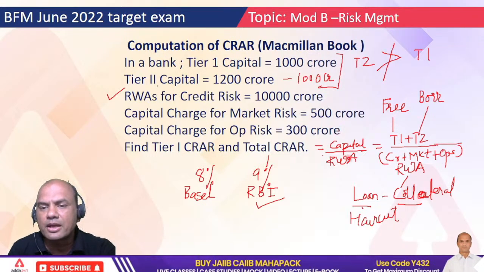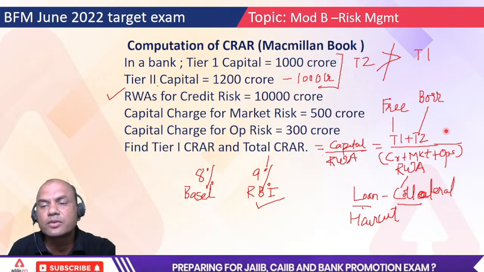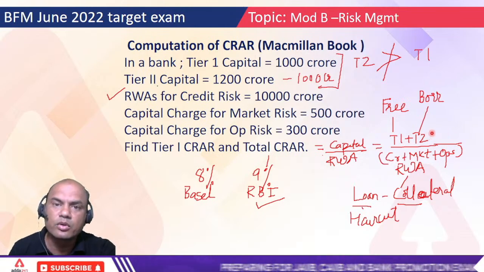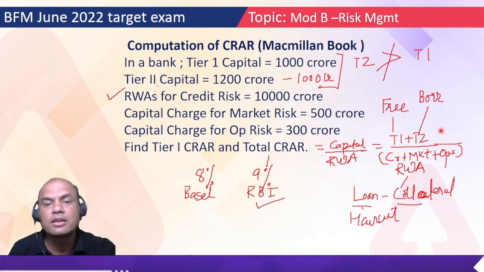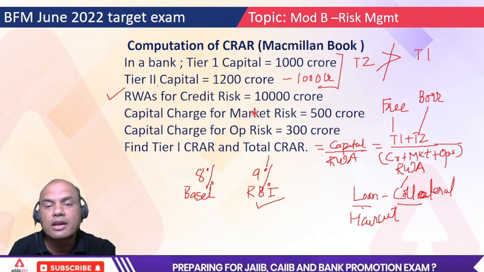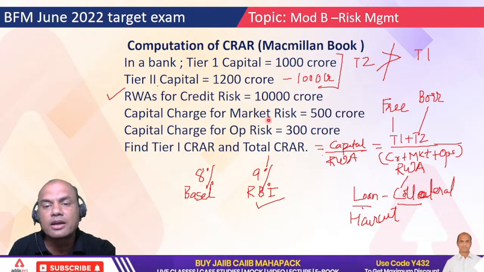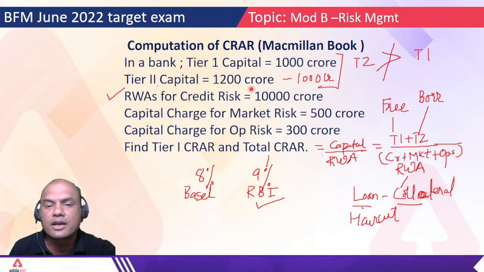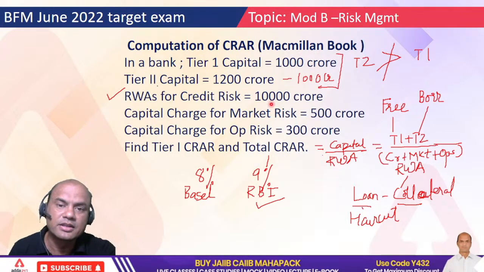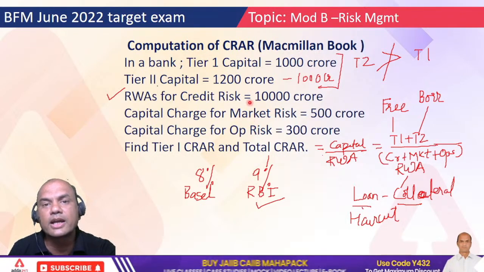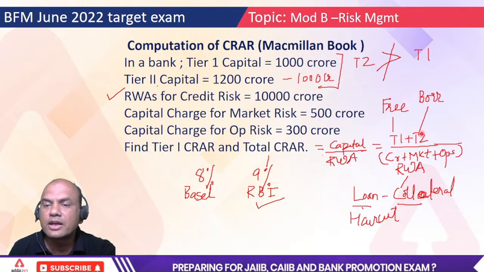Remember, capital always consists of tier 1 and tier 2. It also consists of tier 3, but that is not taken into account. Why? Because tier 3 is an emergency capital that arises due to market risk only. Tier 3 is only applicable to market risk. It is not applicable to ops and credit risk. Why market risk? Because market risk is not in your hands. Credit and ops risks are in your hands. They can be controlled by you. So that's why capital consists of tier 1 and tier 2 only.